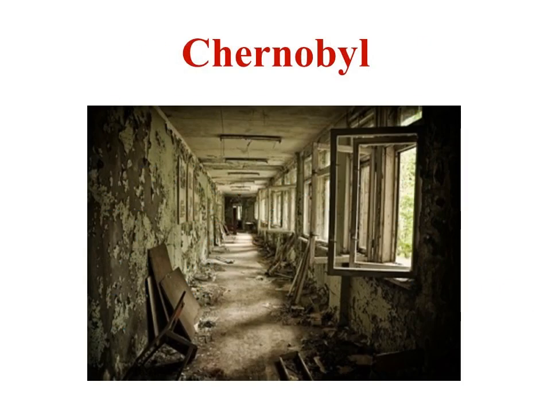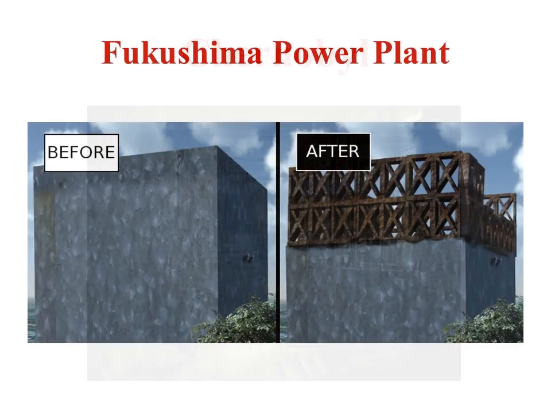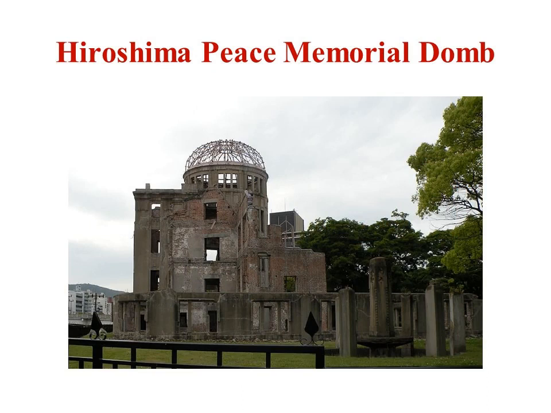And this picture shows the Chernobyl accident. Look at all the windows and everything, literally exploded. This is in Ukraine. This one is the Fukushima power plant in Japan. This picture shows before that explosion, and this one is after the explosion in the thermal power plant. See, this is a heavy concrete block that couldn't even sustain the radioactive material, so it exploded.